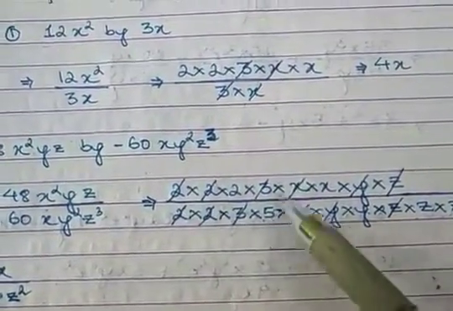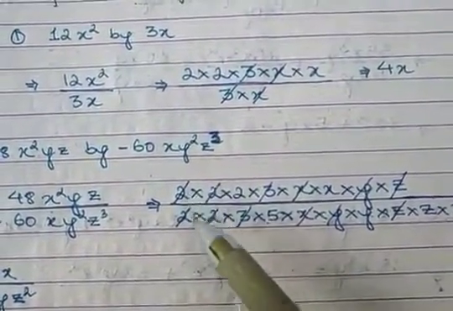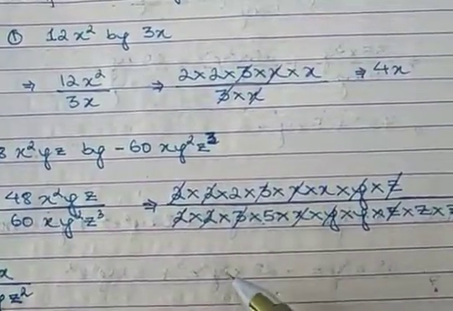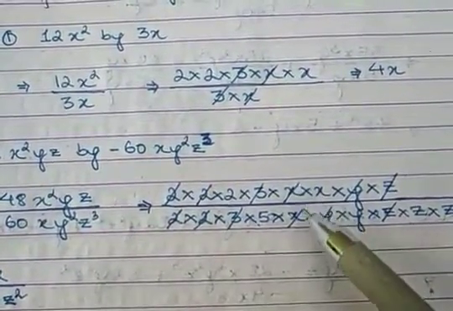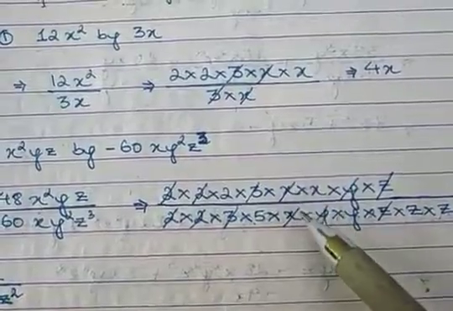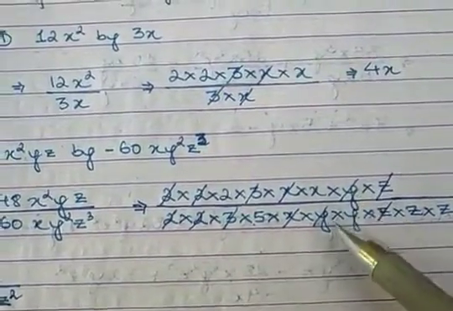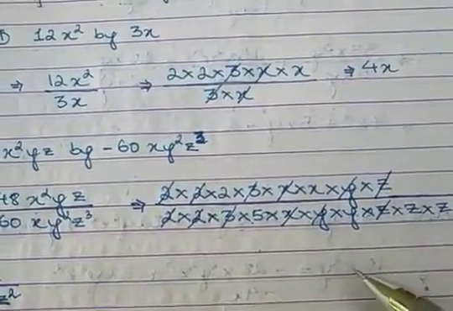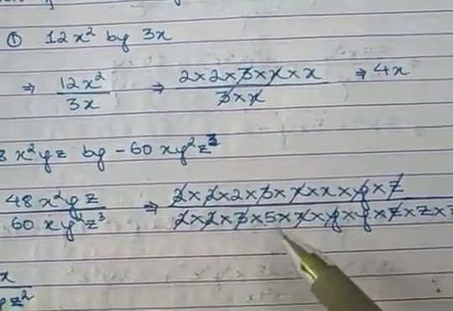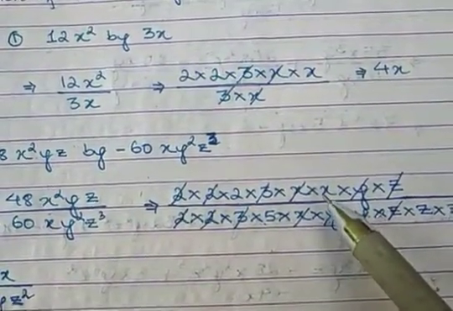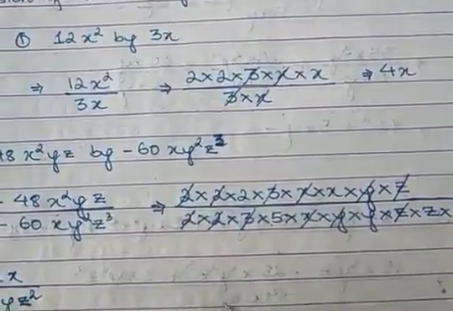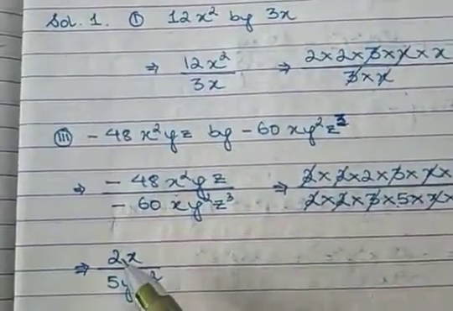See, all the cancellation part: 2 by 2, 2 by 2, 3 by 3, we have cancelled the terms. Similarly, we can cancel the variables as well. So x divided by x got cancelled, y divided by y got cancelled, and z divided by z got cancelled. Now what's left in the numerator? Just 2 and x remain in the numerator, isn't it? So that is why it came 2 into x.